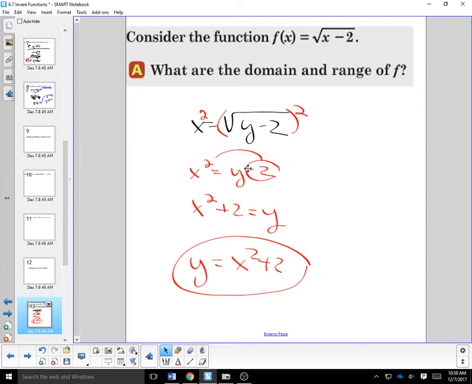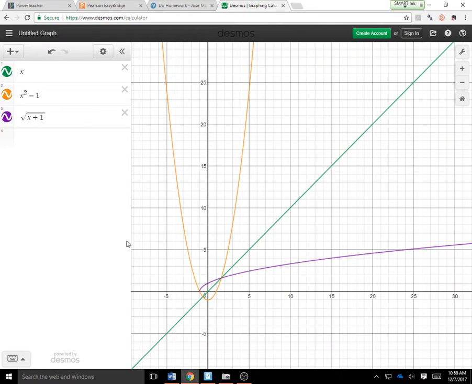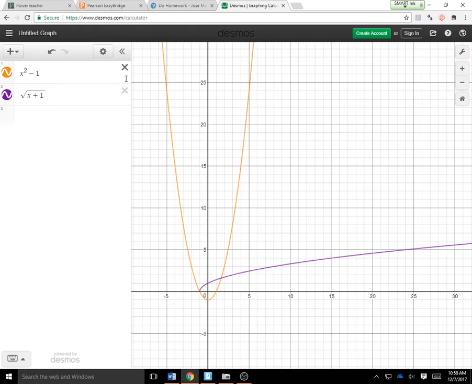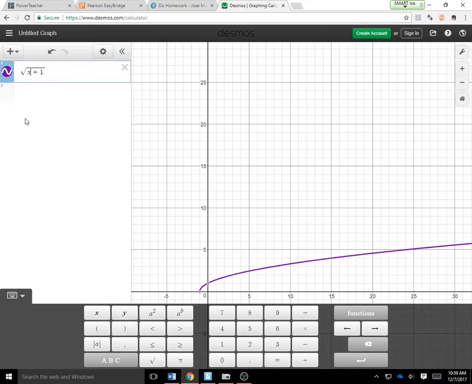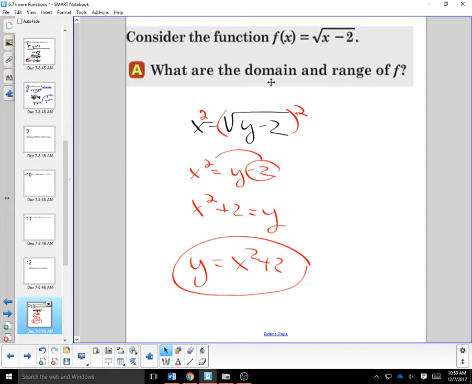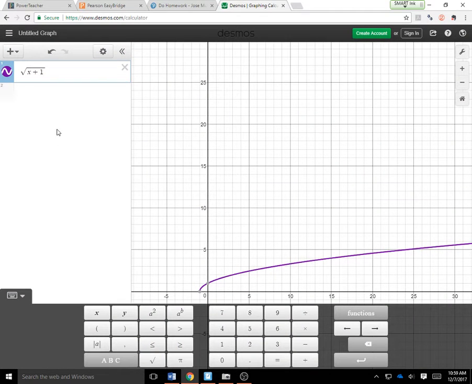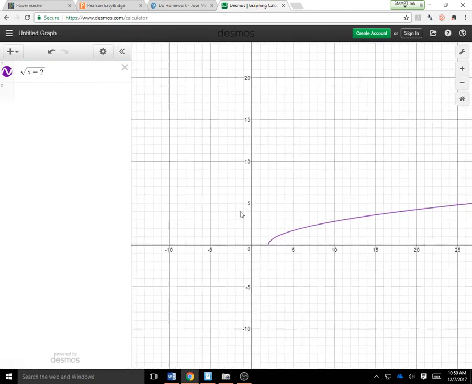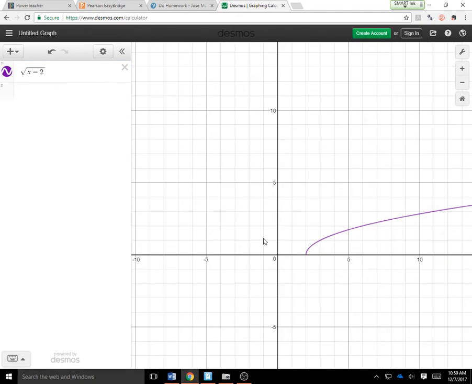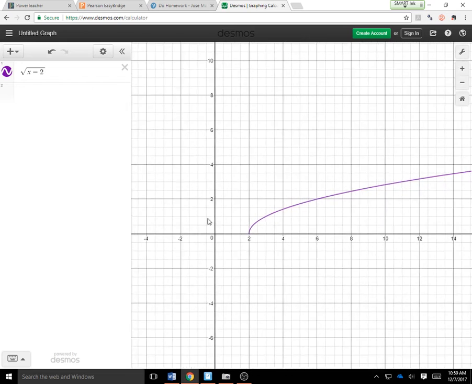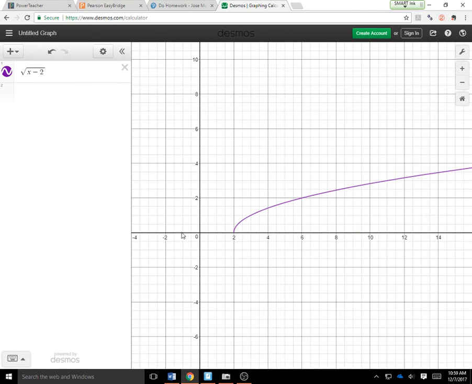Now find the domain and range of this function. Let's go ahead and graph this. What was it? Square root of x minus 2. Just take a minute to make sure that you confirm that it looks like you think it was supposed to look. It's a minus 2, so you should have gone 2 units to the right.